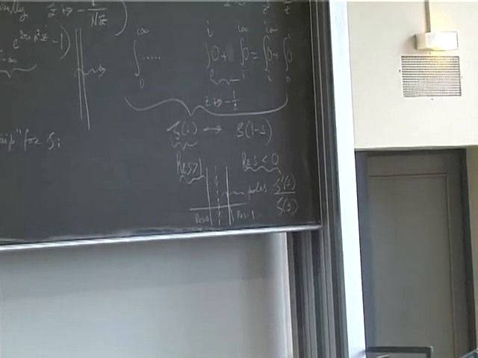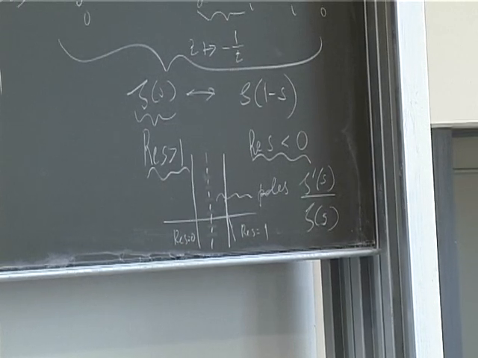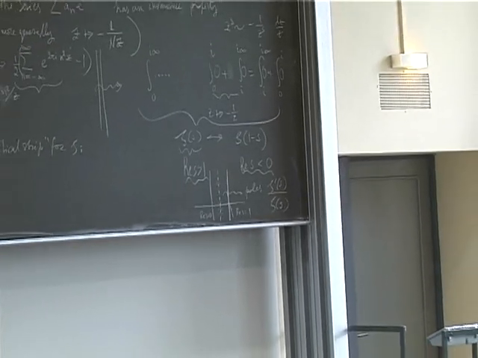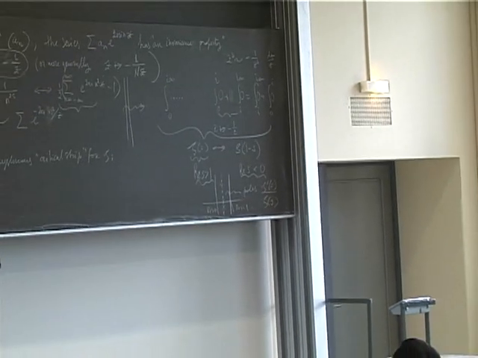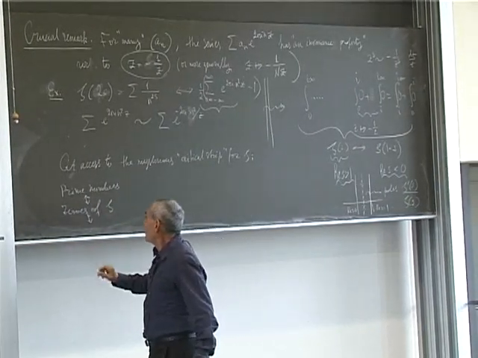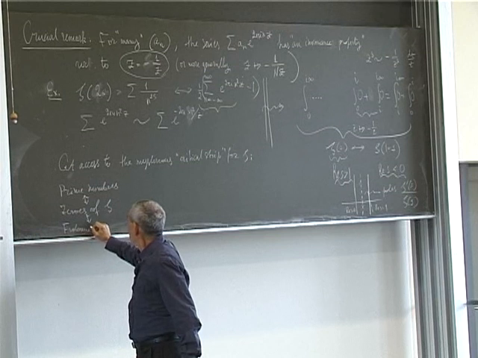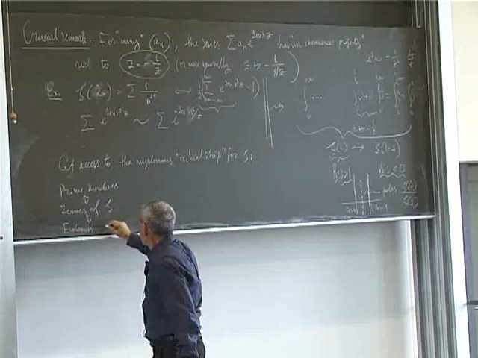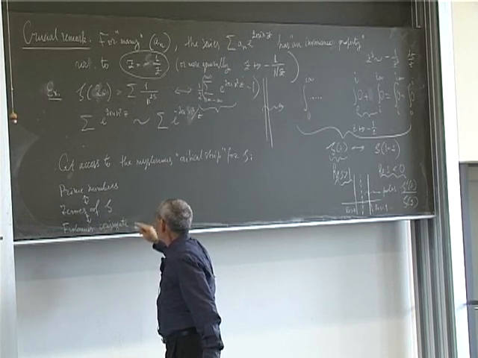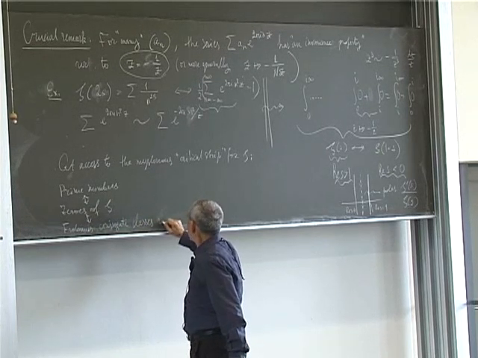Prime numbers exist in 3 different avatars. Prime numbers, zeros of zeta, and there is one more about which I will not have much to say during this lecture, but you should always keep this in mind, namely Frobenius classes of conjugate elements of Frobenius in the absolute Galois group.